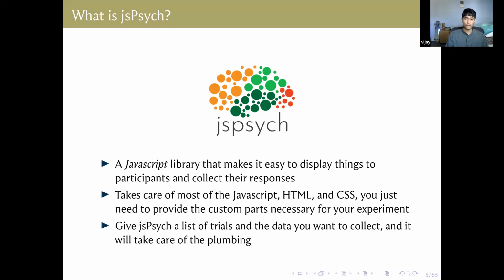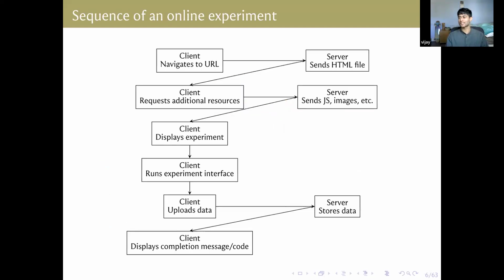Yeah. So here's the wider architecture of an online experiment. So the client is pretty much the participant. They navigate to a URL. And then the URL is the server. The server is like, okay, here's this HTML file. Then the client reads the HTML file, and then it's like, oh, the HTML file says I need more things like images or JavaScript. So then it asks the server for that, which then sends those. And finally, the client has everything it needs. So it then displays the experiment and starts running the code.